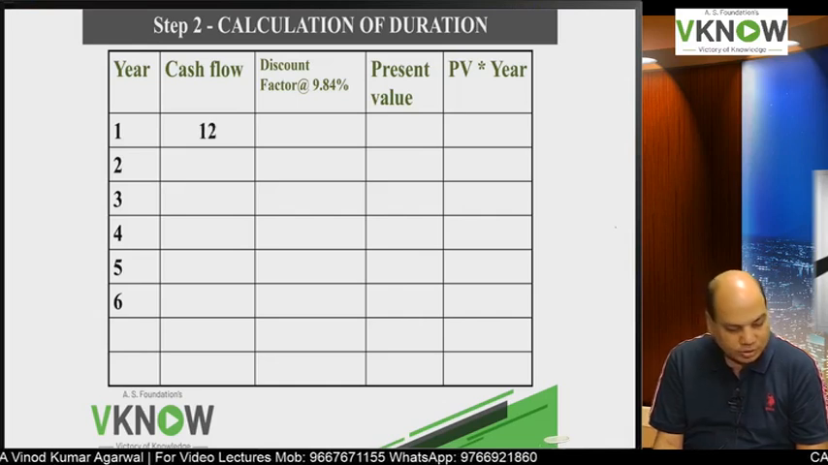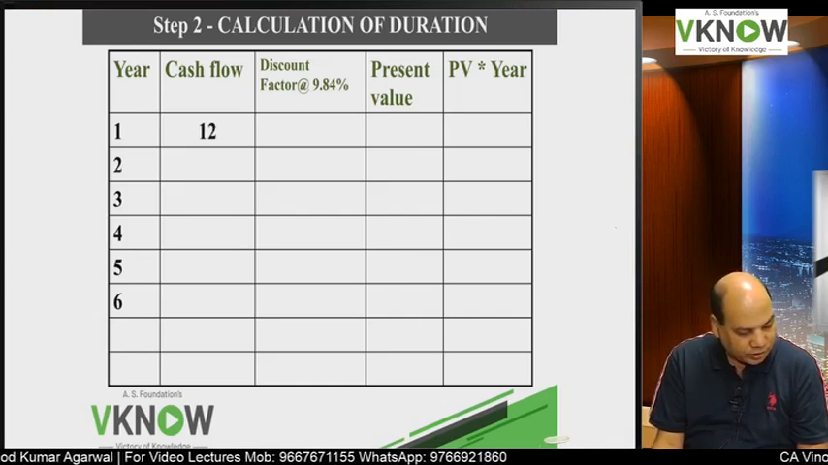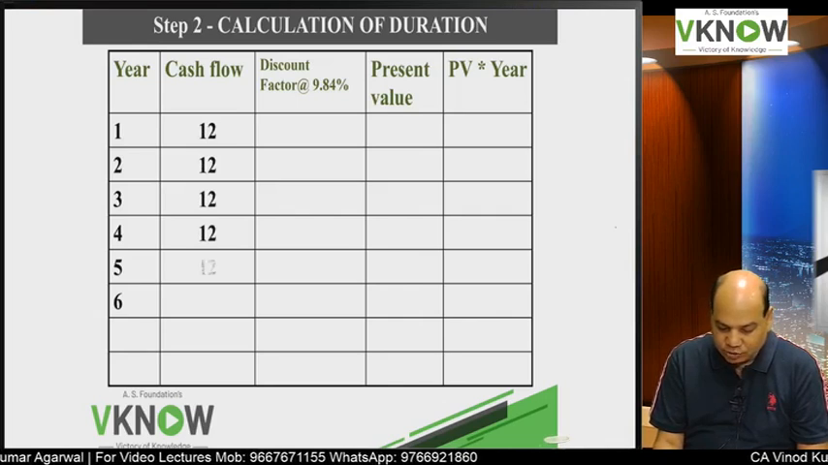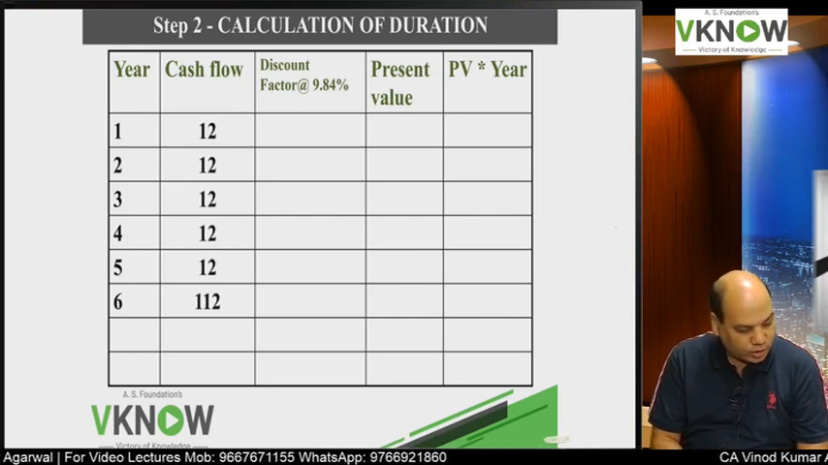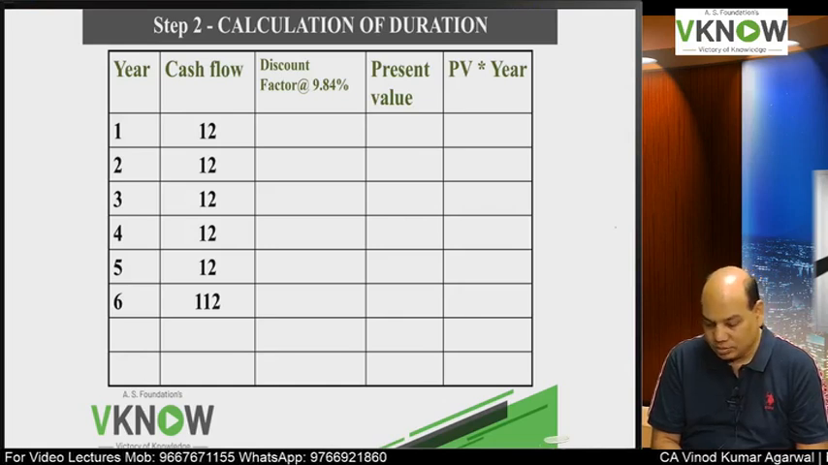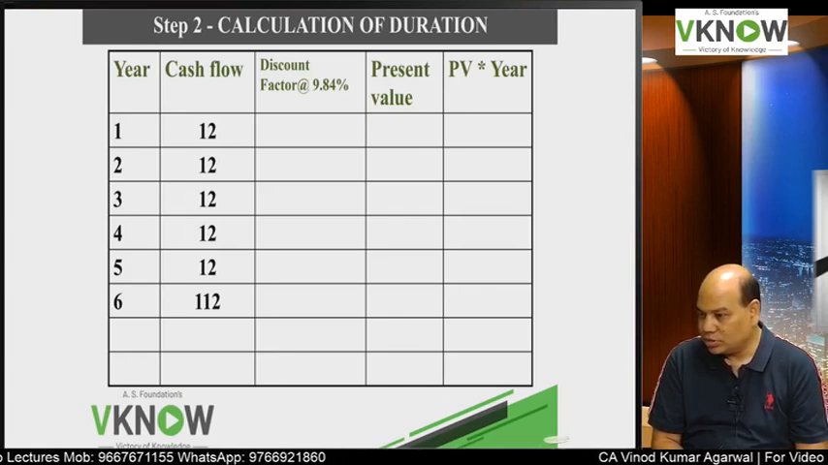This is a 6-year problem. Coupon rate is 12%. Face value is 100 rupees. So 12% of 100, 12 rupees, and then 112 in the last year.